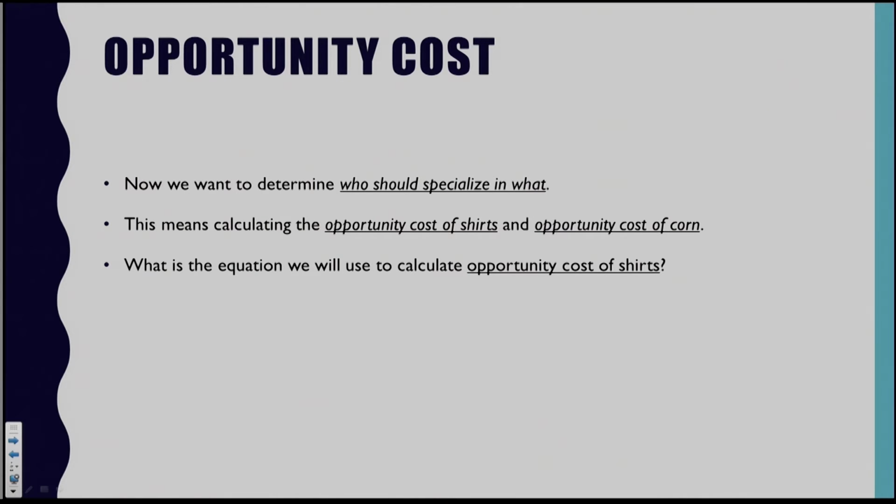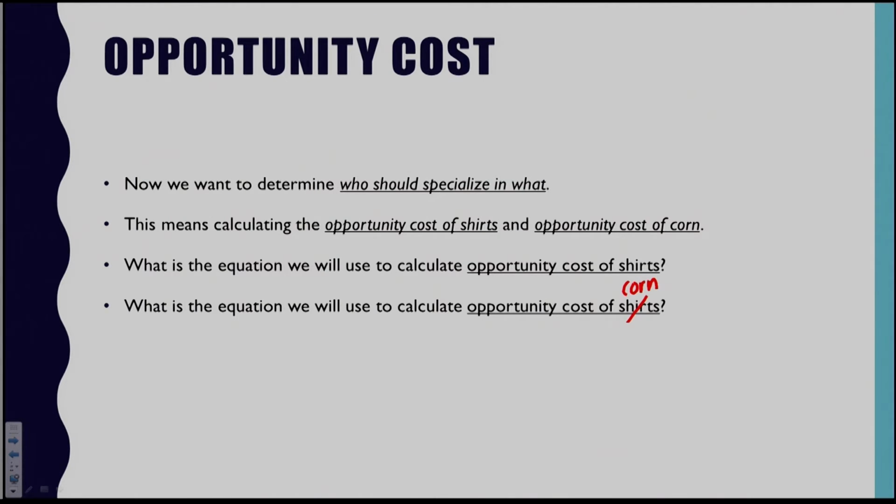Let's remind ourselves, what is the equation that we need to use to calculate opportunity cost? Let's look at the opportunity cost of shirts. And what's the equation we need to use to calculate the opportunity cost? Rather, I apologize, that should say of corn. My bad. What's the equation we should use to calculate the opportunity cost of corn? So take a moment and see if you can write them out correctly. Just a hint, remember, F over G, foregone over gained. Don't forget that part. So take a second, write out these equations.